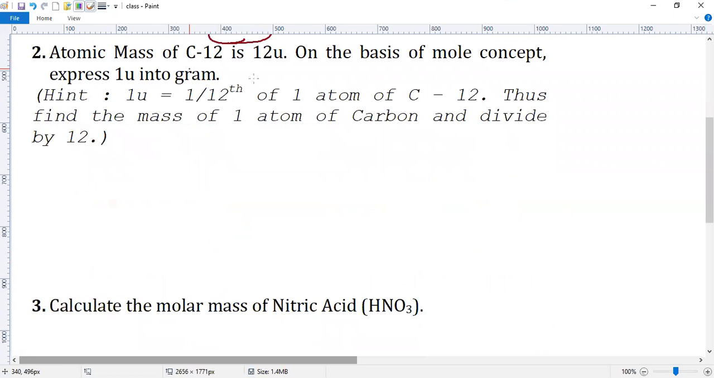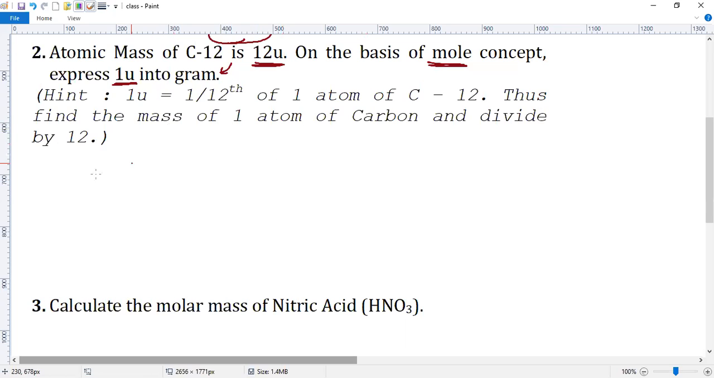Atomic mass of C-12 is 12 U. On the basis of mole concept, you have to express 1 U in grams. How can you express 1 U in grams? The hint given is 1 U is 1/12 of the mass of 1 atom of carbon-12. So you have to find the mass of 1 atom of carbon.